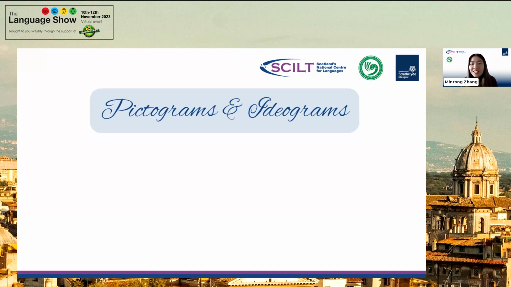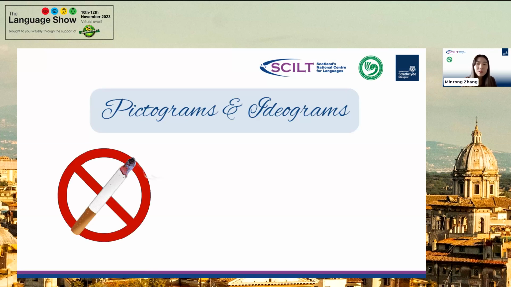The writing system in Mandarin Chinese is pretty unique. It's not an alphabet like in English. Chinese characters are made up of what's called pictograms, ideograms, and logograms. So I'm going to show you an example of what are pictograms and ideograms.